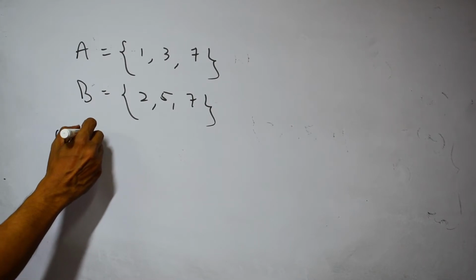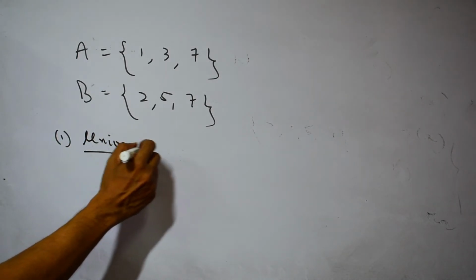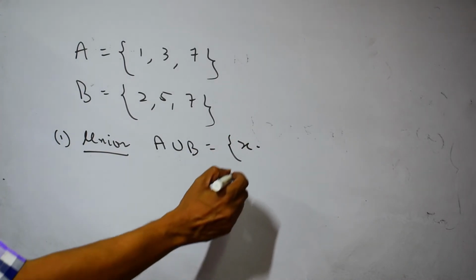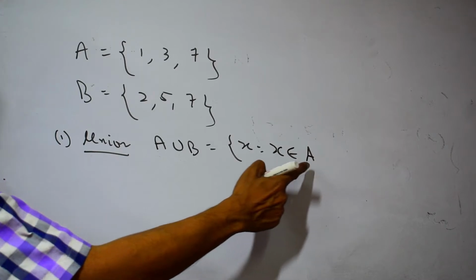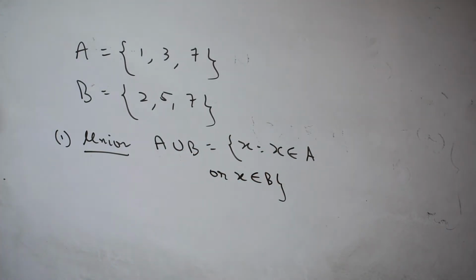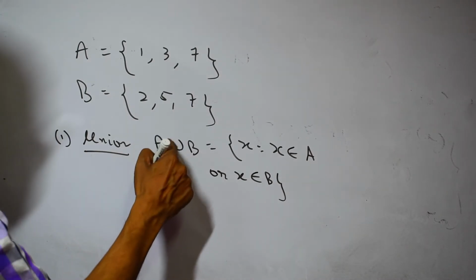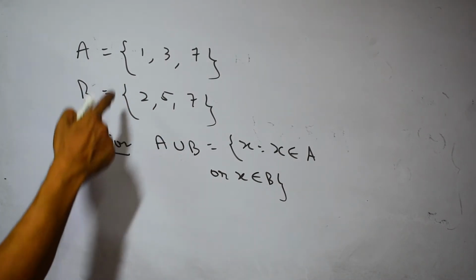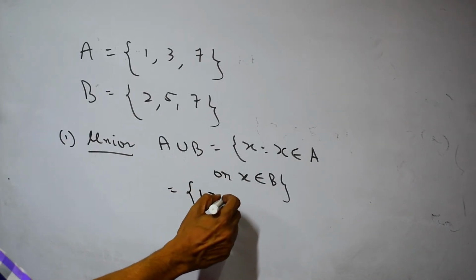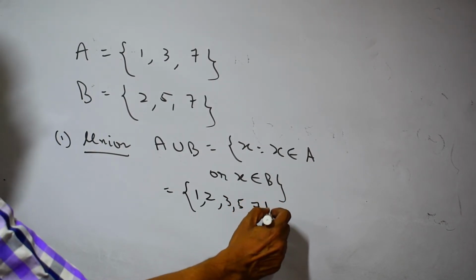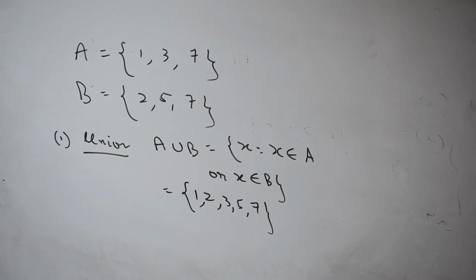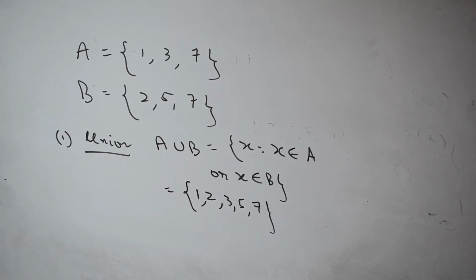Addition we don't call addition, we call it union. A union B is denoted by all the x which belong to A, that means the elements of set A, or elements of set B. That means we will be taking all the elements of A and B. Union means all possible elements which are present in A or B. That means A or B is 1, 2, 3, 5, 7. So the union concept means to join two sets together to get a single set.